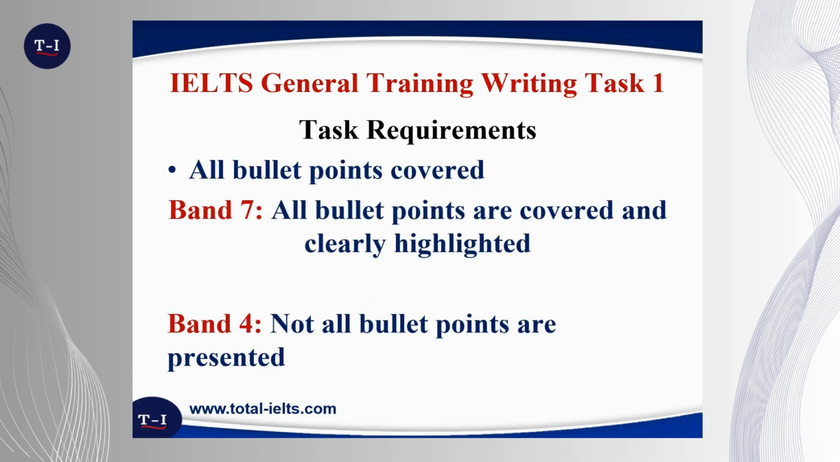All bullet points are covered. Band 7 minimum, all bullet points are covered and clearly highlighted. Band 4 is you have not included all the bullet points, and that means you might have included 2, but for some reason have forgot to include all 3.